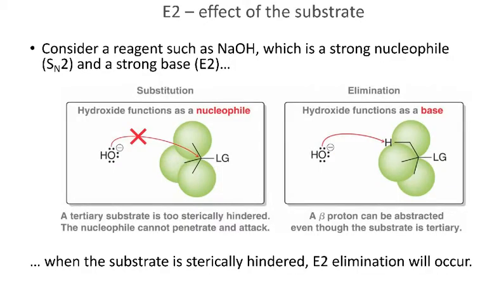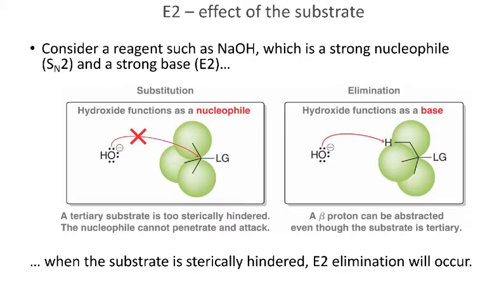When we talked about SN2 reactions and we looked at the effect that the substrate had, the trend was that primary alkyl halides tended to react faster than secondary alkyl halides, which reacted faster than tertiary alkyl halides. And tertiary alkyl halides oftentimes weren't reactive in SN2 reactions at all.